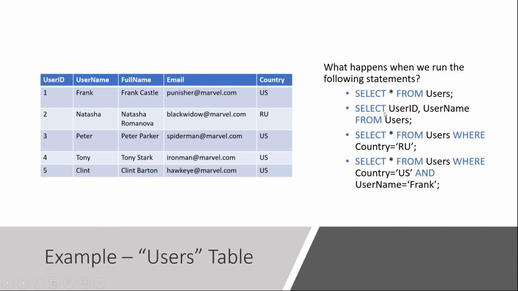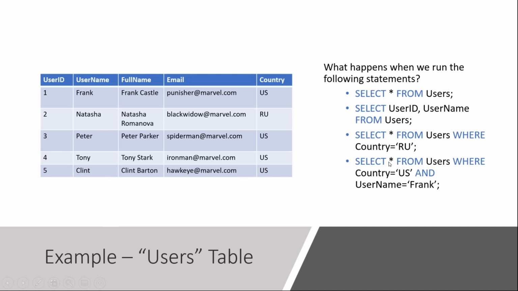If we want to select user ID and username from users, well, guess what? We're going to just pull down this column and this column. So we'll pull down user ID and username, and we won't pull down any information from here. If we wanted to select every single thing from the users table where a condition applies, say country equals Russia, well, then we're only going to pull out Natasha here, the Black Widow.